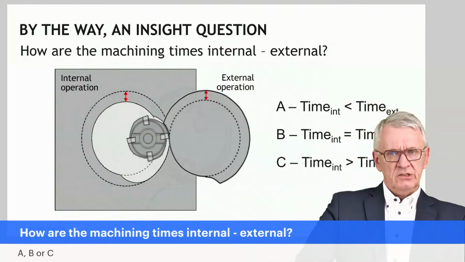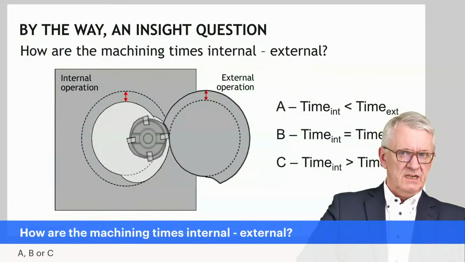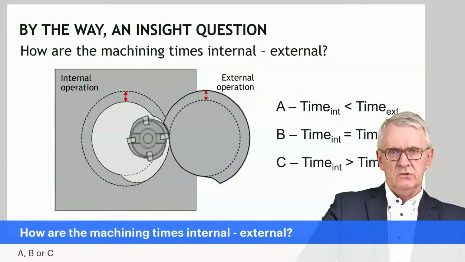Internal, same milling cutter, same finished diameter, same material oversize. Internal machining is faster than external machining. It's the same time. Or internal machining takes longer than external machining. Option A, B, or C.